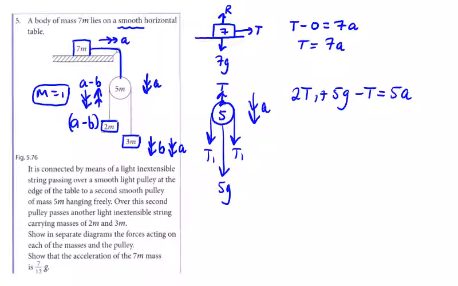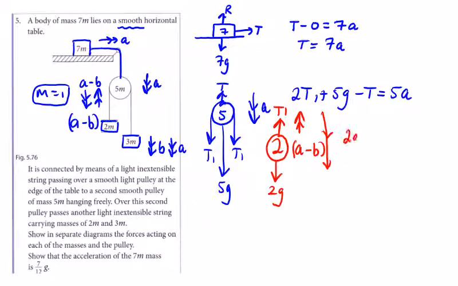Then we have our 2. So we have t1. We have 2g, and our acceleration of a minus b. And it's going in this direction, lower than it's going in this direction, with a minus b. So our equation is going to be starting with our 2g minus t1 is equal to m2 times a minus b.